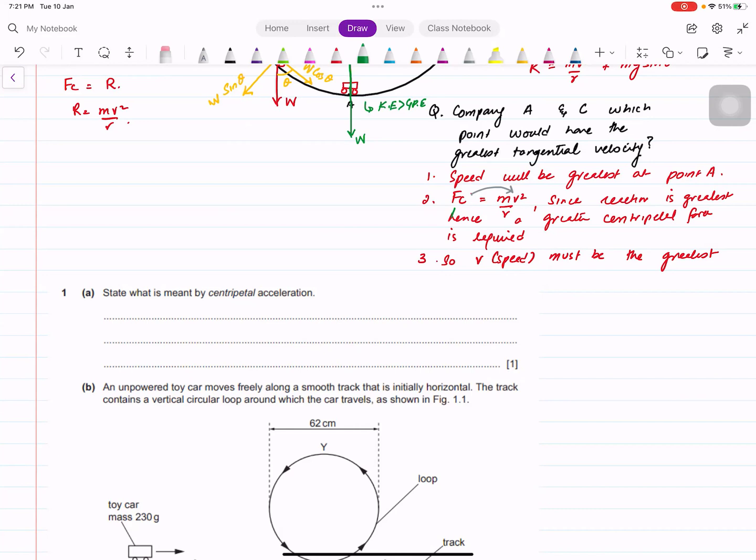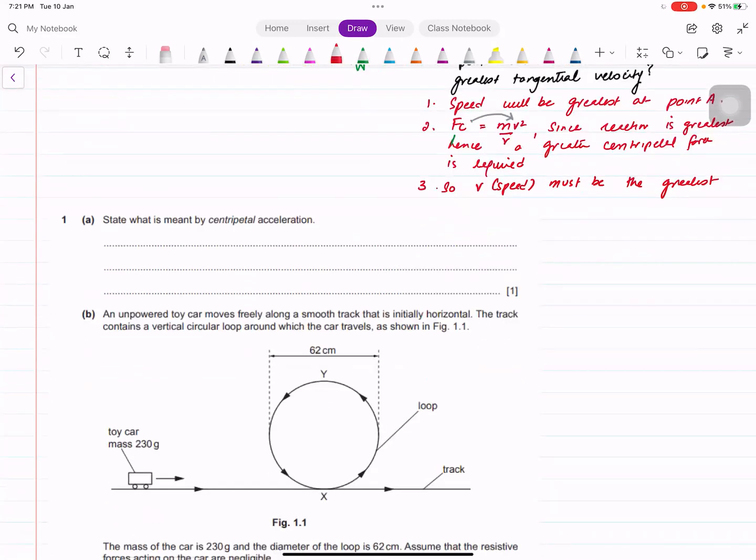Let's do the question. It says, what is centripetal acceleration? For just 1 mark, you just need to remember that it is acceleration that is always perpendicular to the tangential velocity. Writing perpendicular is essential because it defines circular motion acceleration. You can just get away with writing velocity as well.